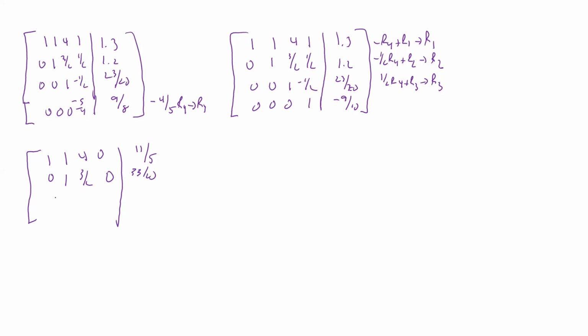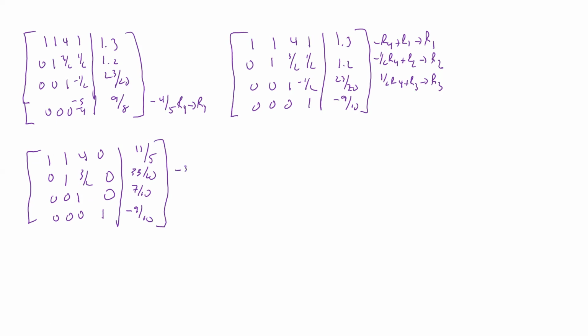And then we have a 0, a 0, a 1, better be a 0. And that's going to be 7/10. And our last row is 0, 0, 0, 1, and -9/10. Okay. All right, so now we need to make those two to be 0.